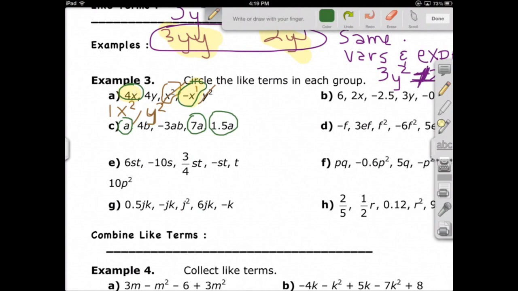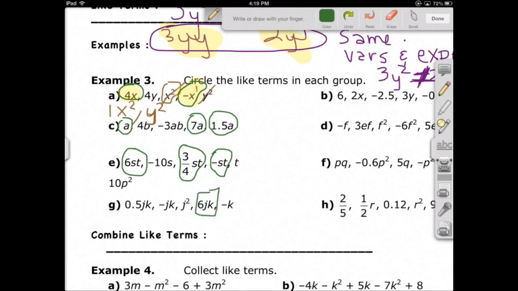In E, the first thing I'll look at is the ST is like a beast. Let's use the ST as a beast. Where are any other ST terms? Well, there's one there. It's like a 0.75 or 3/4. Here's a -1 ST. And when I look out into the rest of the examples, there's no other STs. I see an S, a T, a P squared. Very different.